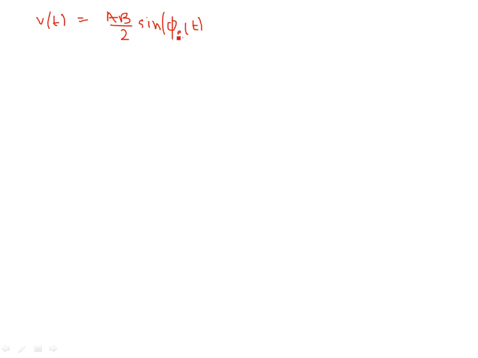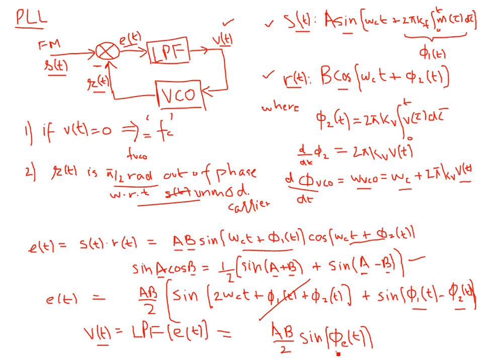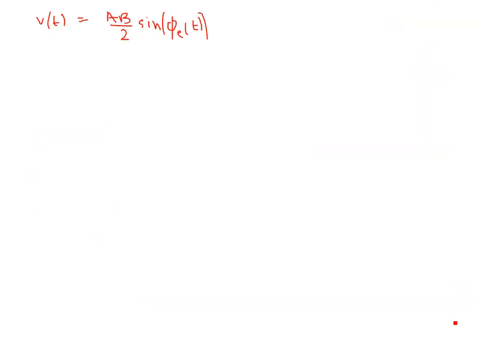Now there are two conditions. First of all, you know that phi_e(t) is the difference between phi_1 and phi_2. This is the phase error. If phi_e(t) is 0, there is no phase error. This implies that the PLL is locked. There is no phase error, so that means the phase or frequency of the VCO is tracking the incoming signal. So the PLL is locked to the incoming signal.